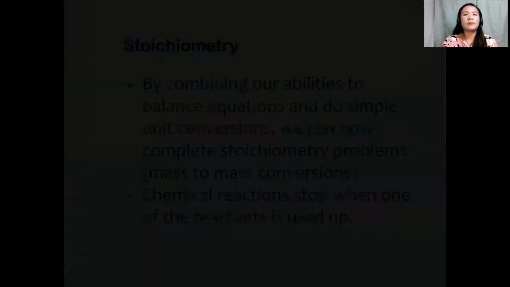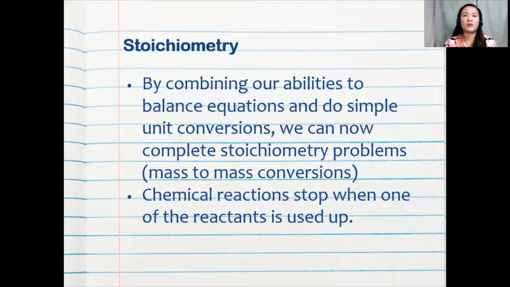And so, by combining our abilities to balance equations, as well as to do some simple unit conversions, like for example mole to mole, mole to mass, mole to particles, we can now complete stoichiometry problems. And stoichiometry problems usually involve mass-to-mass conversions. We use stoichiometry because we are referring to the chemical reactions that are happening. Now, chemical reactions, take note, will stop when one of the reactants is used up.